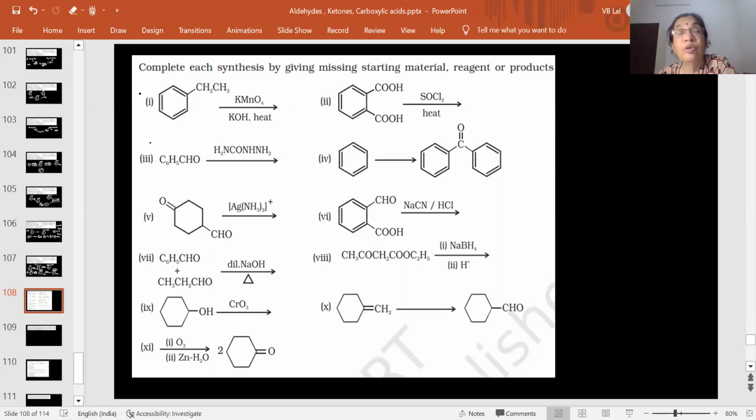Now this one, I told you any carbon side chain, if I have alkaline KMnO4, what will happen? The chain will change into COOH. So I will get here this. Let me write it a little.